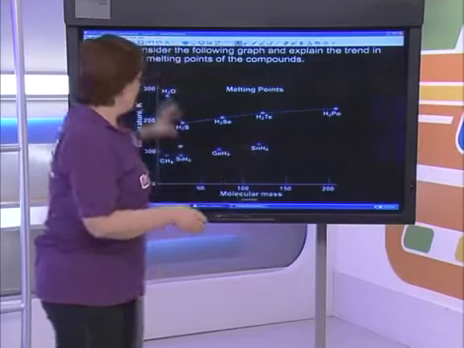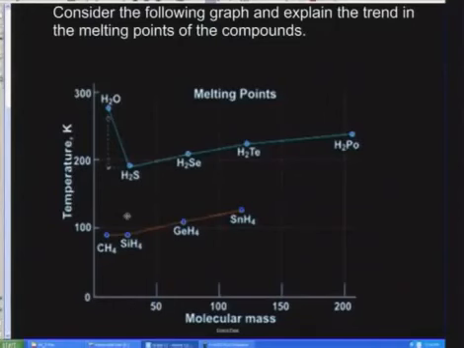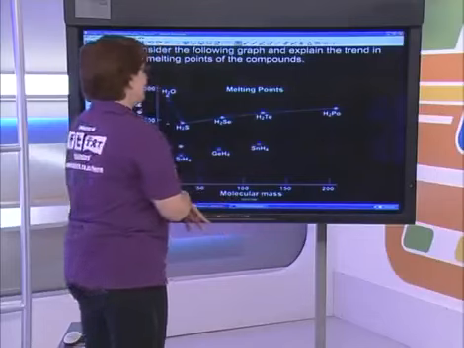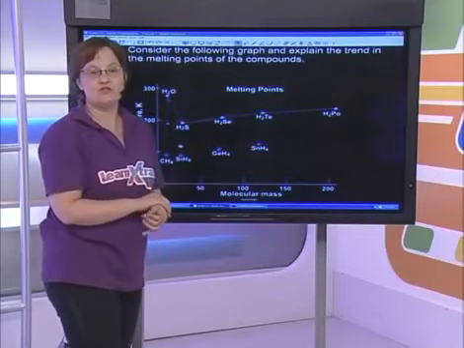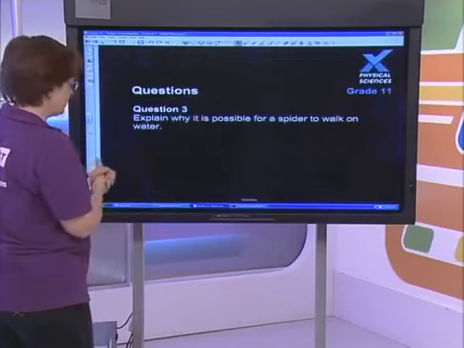Very, very strong. If we go across, hydrogen sulfide, H2Se, H2Te, as we go across, these are becoming bigger and bigger molecules. The bigger the molecule is, the stronger the intermolecular force, the higher the melting point. Water is actually the smallest molecule out of all of those, has the smallest mass, but it has the highest melting point because its intermolecular forces are the strongest. Okay? Let's go to the last question.